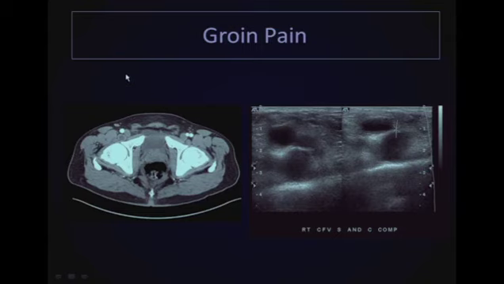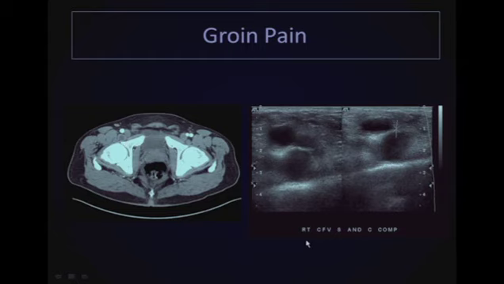Another example where knowledge of anatomy can help. Here's a patient who presents with groin pain and actually presented for a CAT scan or a CT scan. And here is a structure that is fluid filled in the right groin that was actually preliminarily dictated as a DVT. So the patient came and had a DVT study.